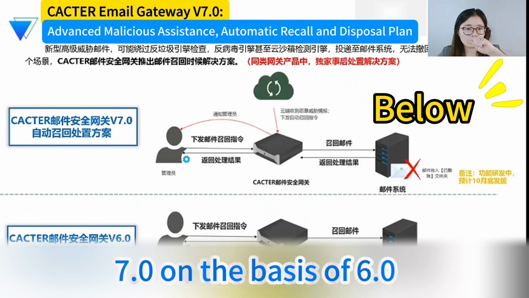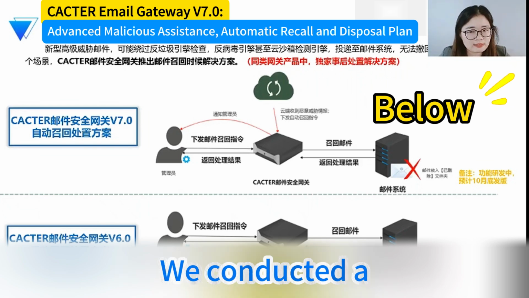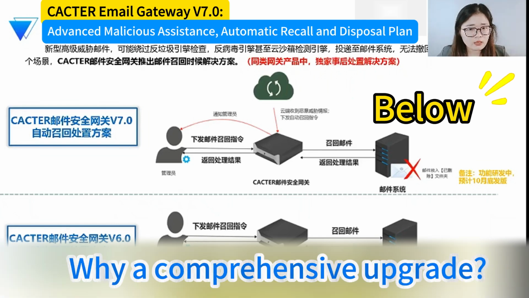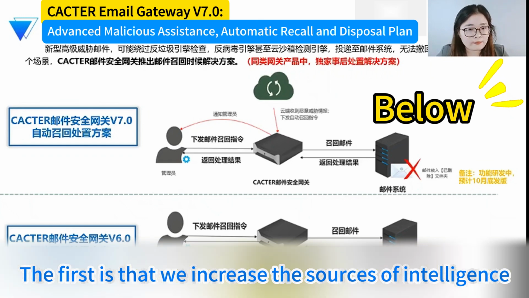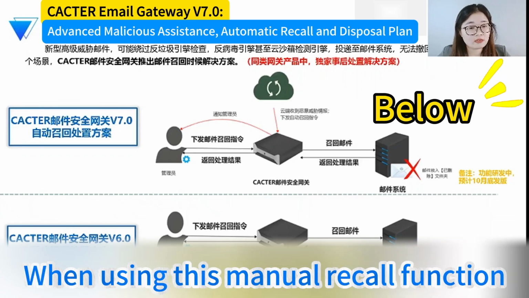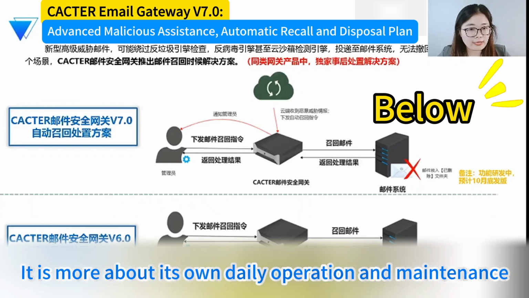7.0 on the basis of 6.0. We conducted a comprehensive upgrade of the automatic recall scheme. Why a comprehensive upgrade? The first is that we increase the sources of intelligence. Before, the administrator, when using this manual recall function, it was more about their own daily operation and maintenance.